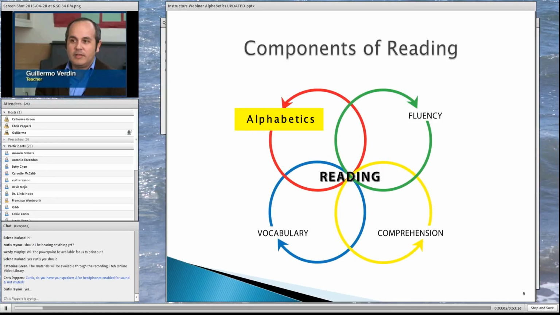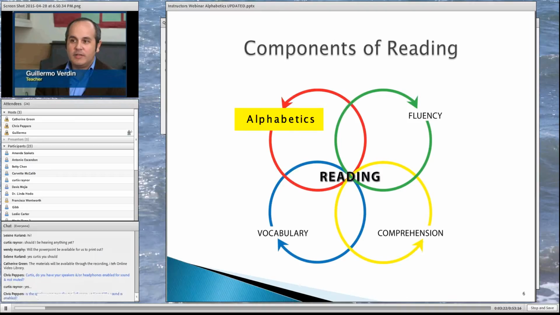Now, this graphic represents the four components of reading, and alphabetics in the top left refers to the skills needed to decode and identify words quickly, accurately, and effortlessly. Today's webinar will focus on teaching word parts to strengthen students' alphabetic skills.